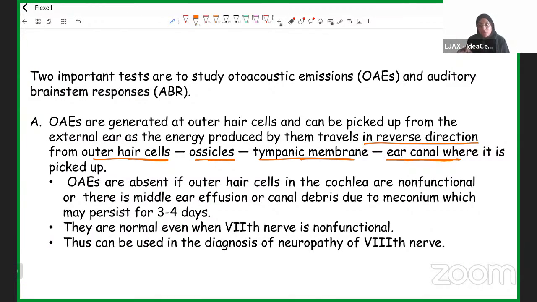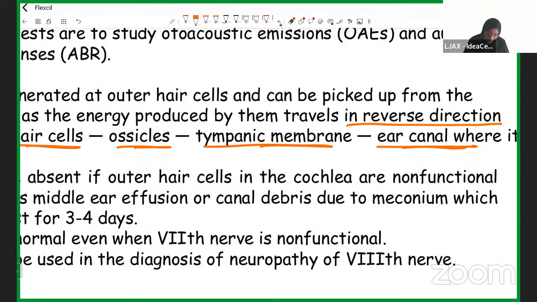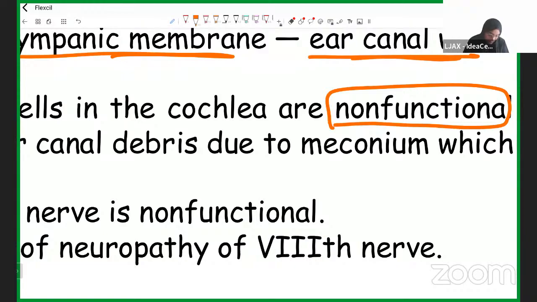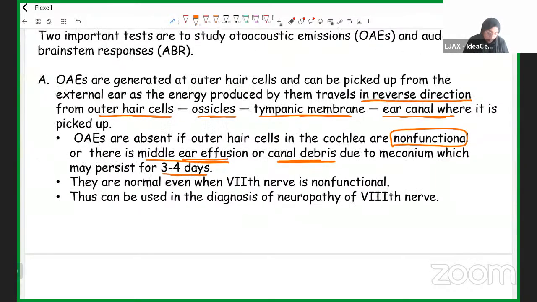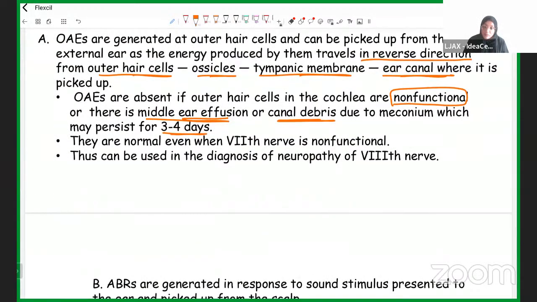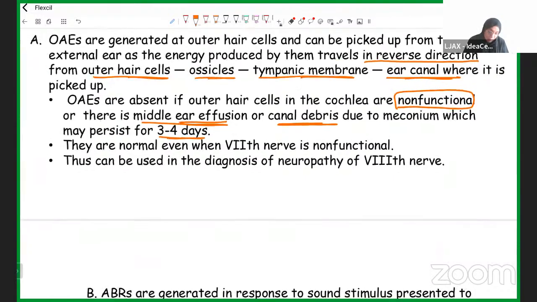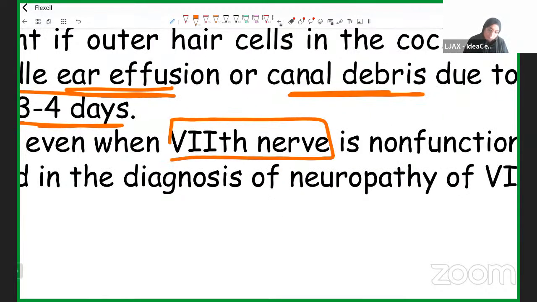Or when there is a middle ear effusion like otitis media, or there is some canal debris like vernix that will be there for 3 to 4 days in the patient. So remember, OAEs are absent when you have middle ear effusions, or non-functioning of outer hair cells, or canal debris. I'll mark it down here for you. And they are normal when the seventh nerve is non-functional. Tell me, what is the seventh nerve? Seventh cranial nerve?